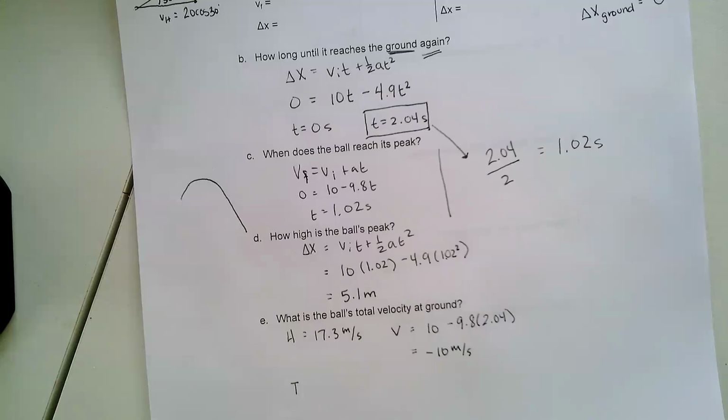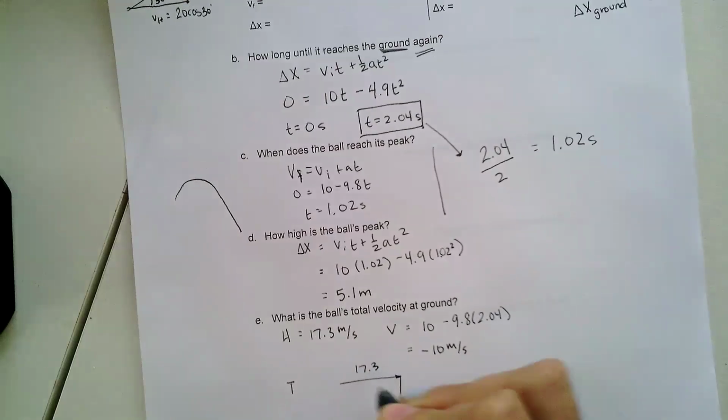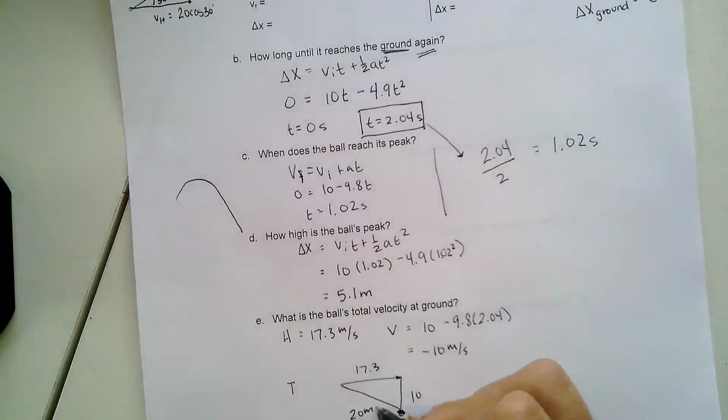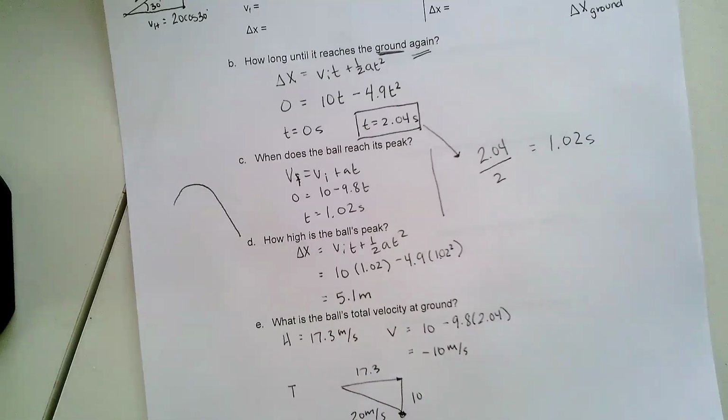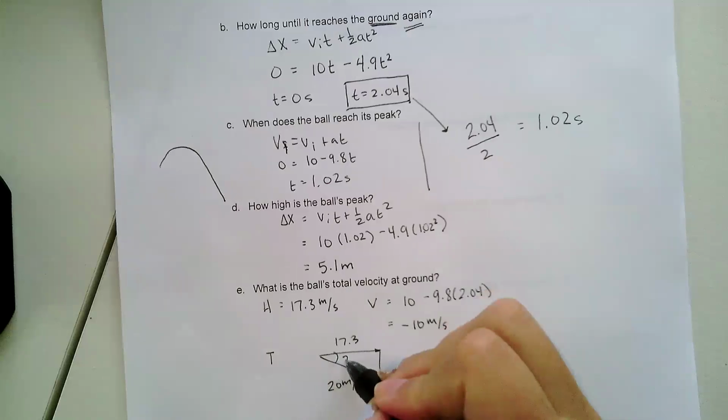All right, so then what's the total? Well, we could do our whole 17.3, 10, square them, etc. It ends up being the same, just pointing downward. For the record, this also is still 30 degrees.